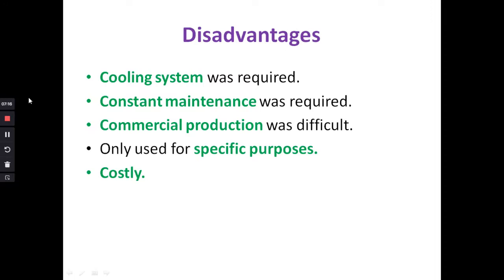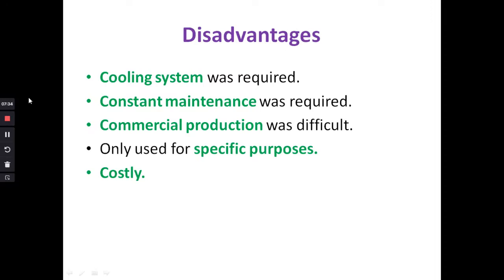What is the disadvantage? A cooling system was required. In first generation computers a cooling system was required, and in second generation computers also a cooling system was required. Constant maintenance was needed every time. We have to check whether anything has happened to the system or not, and look at it carefully.